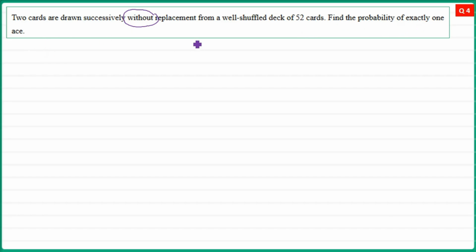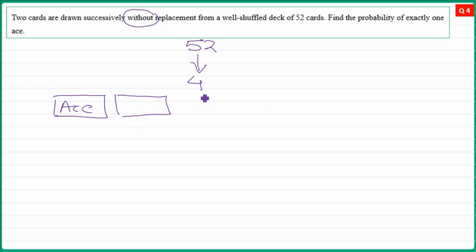Probability of exactly 1 ace. Now, there are 52 cards in all. In this, we have 4 aces. Exactly 1 ace. So, the first ace can come. For the first card, there are 2 cases actually. So, the first will be an ace, and the second can be any card. The second possibility is the first card can be any card, and the second card should be an ace.